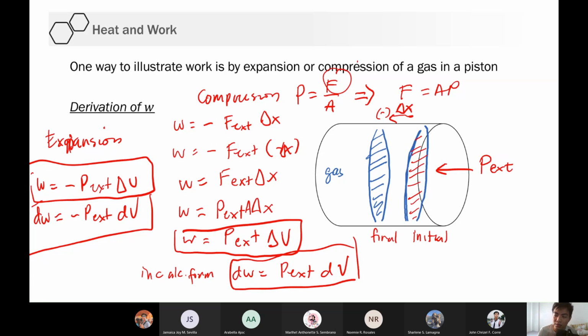Bakit, sir, naging P external yon? Kasi ganito, di ba? After the expansion or the contraction process, ano mangyayari? The forces will equilibrate, no? After nila magtulakan, hihinto yon kapag equal na yung forces. That means, kung ano yung pressure sa labas, yun din yung pressure sa loob. Ibig sabihin nun, whatever the pressure of the gas is, that is also equal to the pressure of the external gas, no? Kasi magpapantay din yun, di ba?